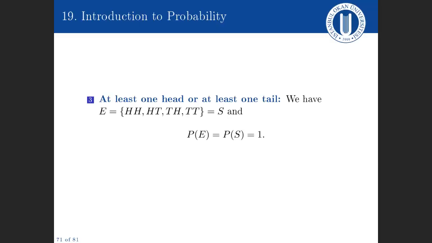What is the probability of getting at least one head or at least one tail? Heads, heads, that has at least one head. We'll keep that one. Heads, tails has at least one head. Tails, heads has at least one head. And tails, tails has at least one tail. We want all of these. We have the whole sample space, and the probability of the whole sample space must always be equal to one.